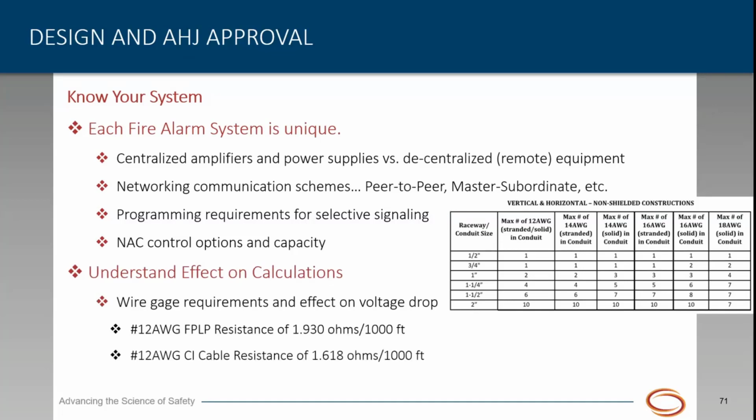Normal voltage drop uses industry standard resistance figures when calculating voltage drop. But survivable cable has unique cable resistance. So in this case, rather than the standard of 1.93 ohms per 1,000 feet, the CI cable actually has a lower resistance. It's only 1.618 ohms per 1,000 feet. So in this case, that's advantageous to you, but is that true in every case? So again, it's one more thing you have to check when using your CI cable.